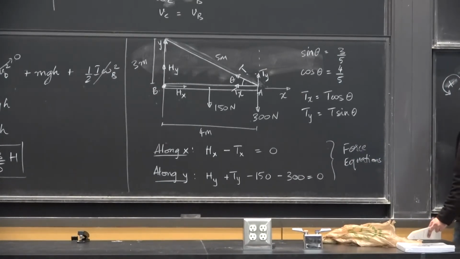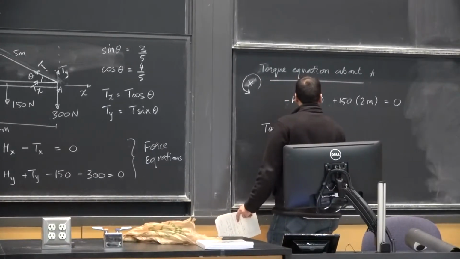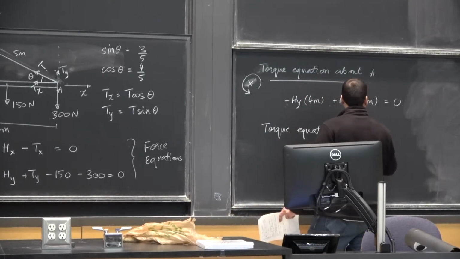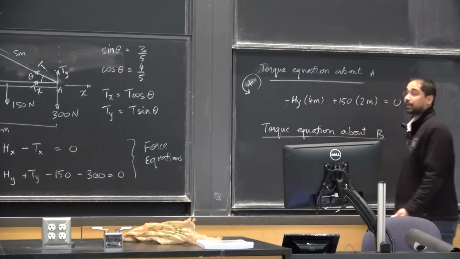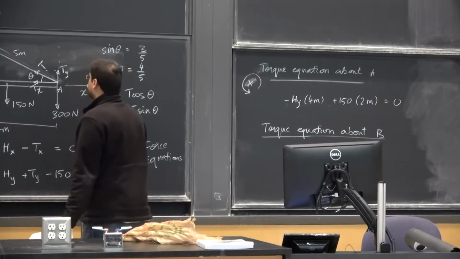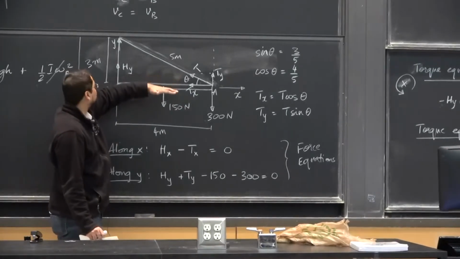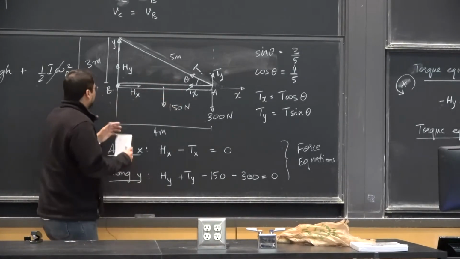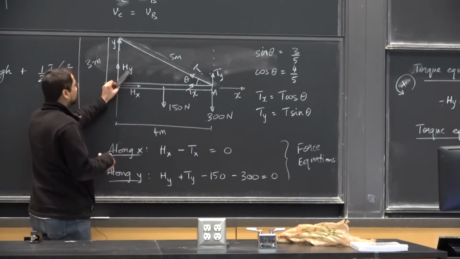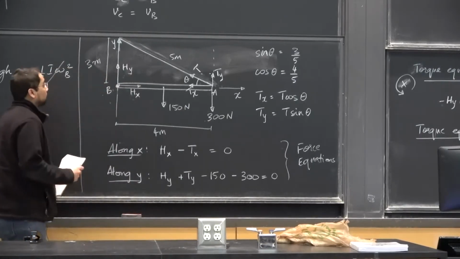So let's say I write the torque equation about B. So this is my hinge now. Well, the natural hinge also for the beam. So this is the beam. I'm thinking about in terms of, does it rotate this way?